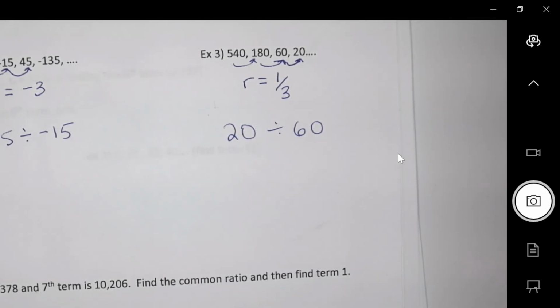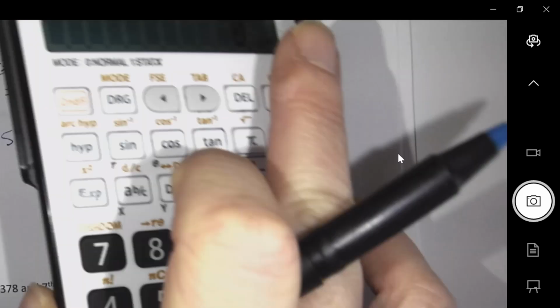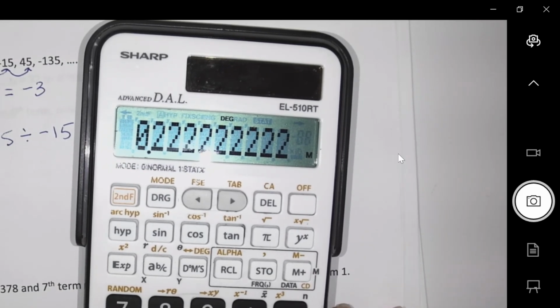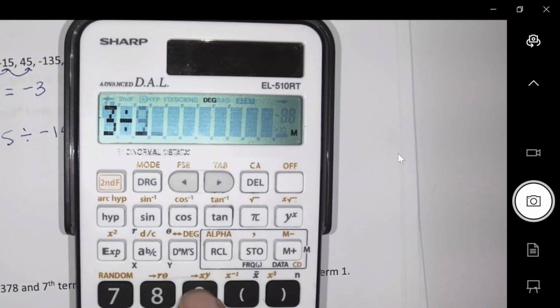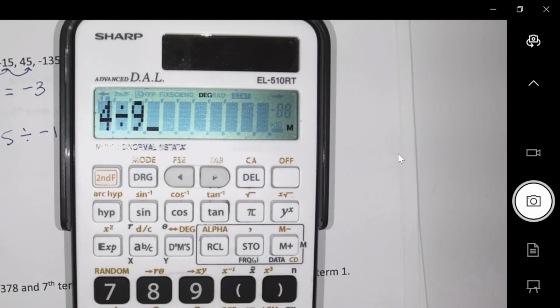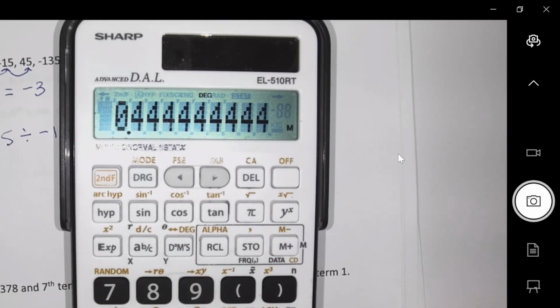Okay? Did you guys know that anything that is divisible by 9 is a repeated decimal? Yeah, I did. 2 divided by 9 is 0.222222. 3 divided by 9 is 0.33333, which is also 1/3, right? 3 divided by 9. 4 divided by 9, what's the prediction? 0.44444.